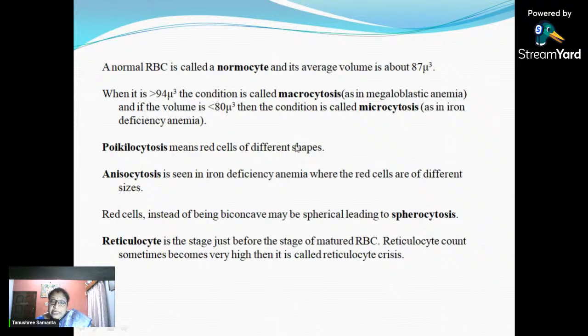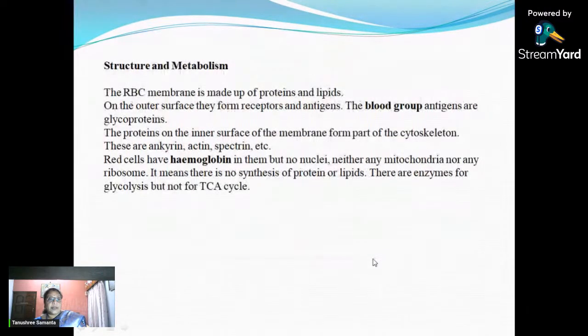Poikilocytosis means when the red cells have different shapes. Anisocytosis is when the cells vary in size, as in iron deficiency. Red cells, if they do not have the biconcave shape and are spherical ones, are termed spherocytosis. And reticulocyte is the stage just before the matured RBC. And when this count sometimes increases, then that is termed as reticulocyte crisis.